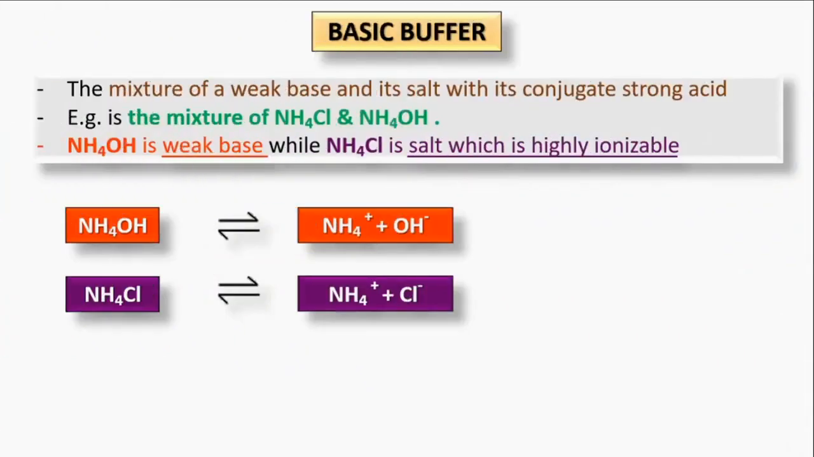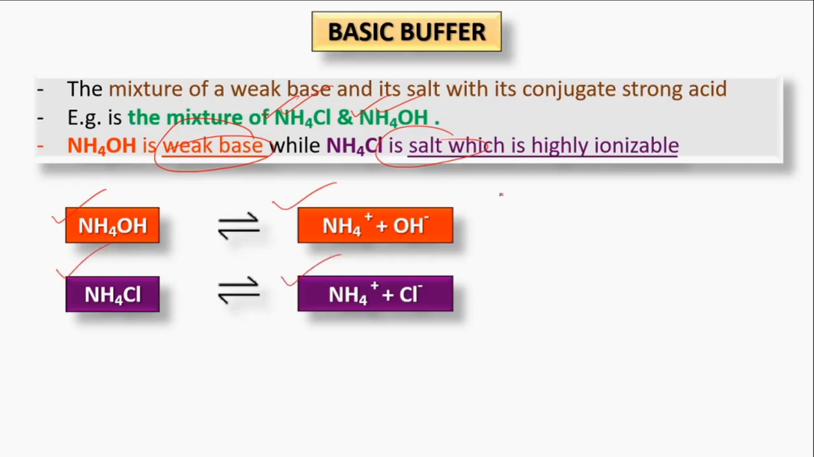So next is the basic buffer. It is the mixture of the weak base and its salt with its conjugate strong acid. And it is the mixture of, as I have mentioned before, ammonium chloride and ammonium hydroxide. Ammonium hydroxide is a weak base while the ammonium chloride is a salt which is again highly ionizable. And ammonium hydroxide will dissociate this way while the ammonium chloride will dissociate in this way.